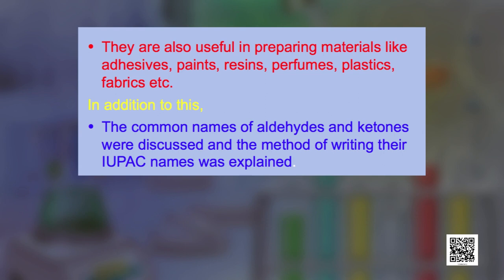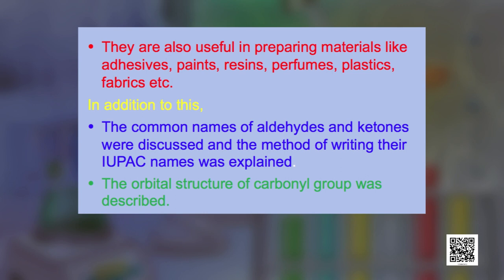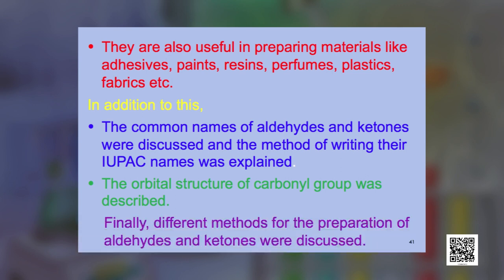In addition to this, the common names of aldehydes and ketones were discussed and the method of writing their IUPAC names was explained. The orbital structure of carbonyl group was described, and finally we discussed different methods for the preparation of aldehydes and ketones, where we discussed both types of methods where we get either aldehyde or ketone, and then methods which were very specifically used for aldehydes and specific methods for the preparation of ketones.